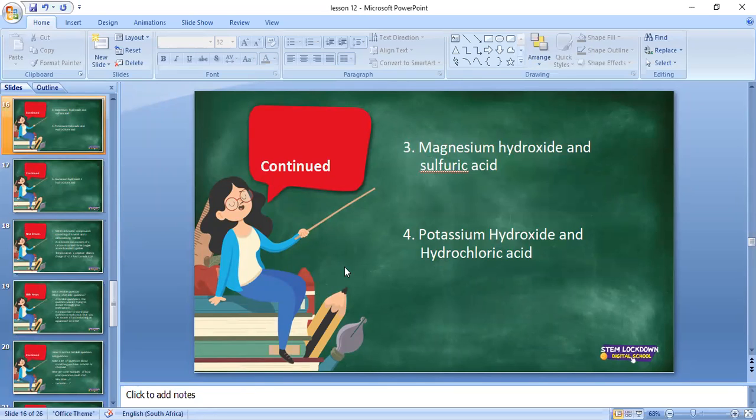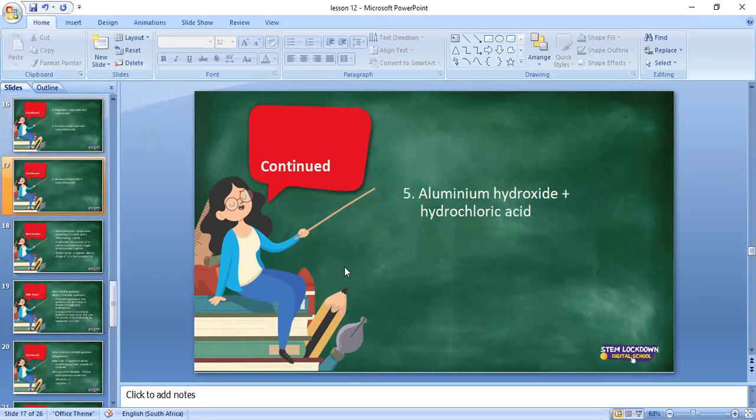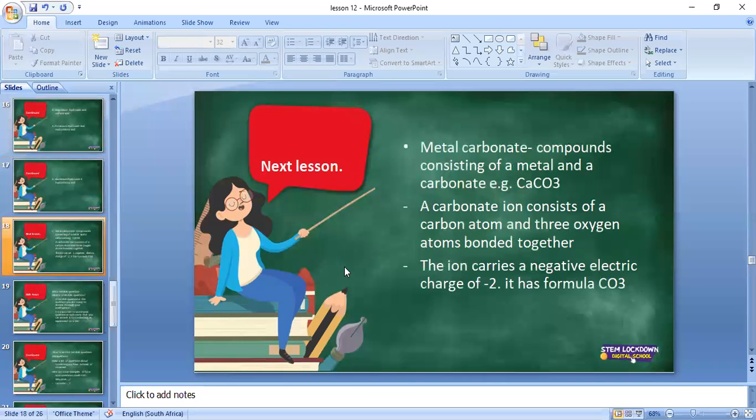Magnesium hydroxide and sulfuric acid. Or potassium hydroxide and hydrochloric acid. Which one must I do for you? No, we'll do all of them tomorrow. Aluminium hydroxide and hydrochloric acid, you will know tomorrow how we actually do it.